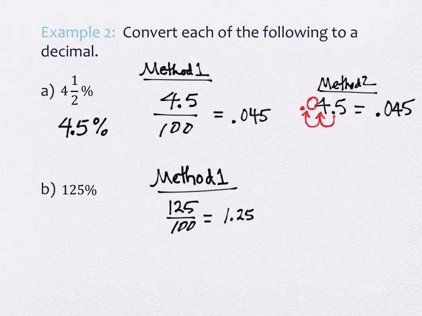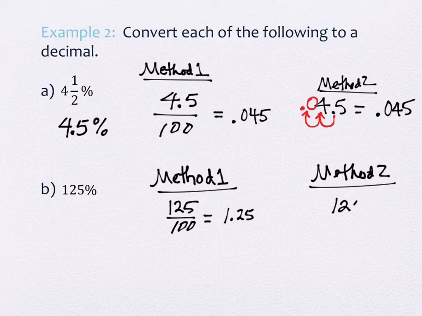And if you think about it from method 2's perspective, there is no visible decimal, which means it's actually present after my 5, right? That's where it currently is. And then if I move it 2 decimal places to the left, of course I still end up with 1.25. So moving in and out of decimals and percents, or out of numbers and percentages.